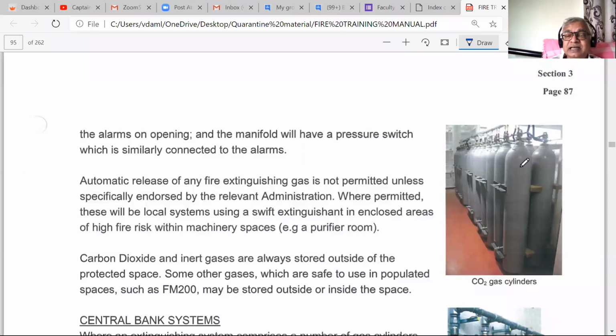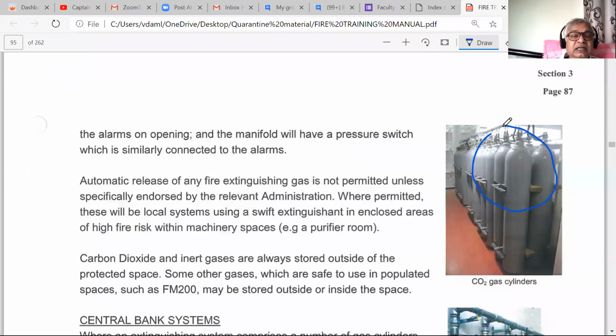Now there are banks like this. This is considered one bank of cylinders. So this bank may have 40 cylinders. There are 5 banks. So if there are 40 cylinders, there is a calculation done of how much CO2 is to be released. Based on that, the number of banks are discharged.